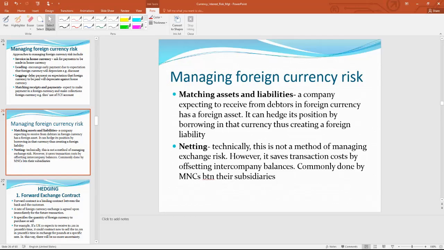So generally, what you can do is simply you try to see those assets we have, as Equity Bank Rwanda, those assets that have exposure towards foreign currency movement, we match with liabilities.